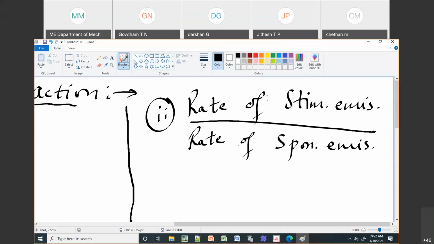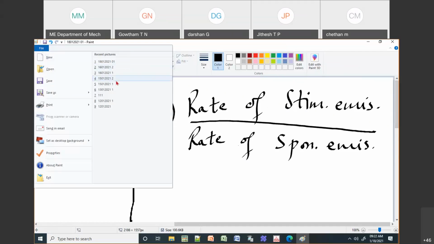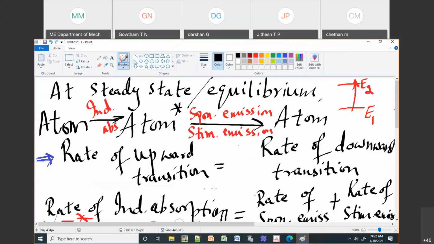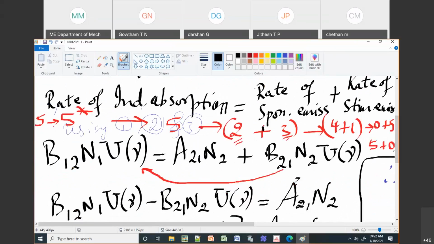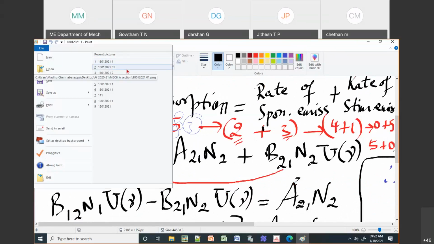For that, we need to go back to the previous class. We have three equations. Equation one is the rate of induced absorption, which is B12 N1 U of ν. In the same way, the rate of spontaneous emission is A21 N2, and the rate of stimulated emission is B21 N2 U of ν. We are going to use these equations in today's discussion.